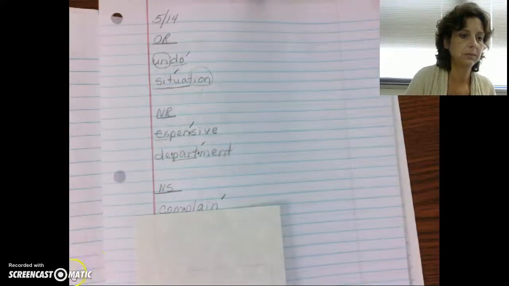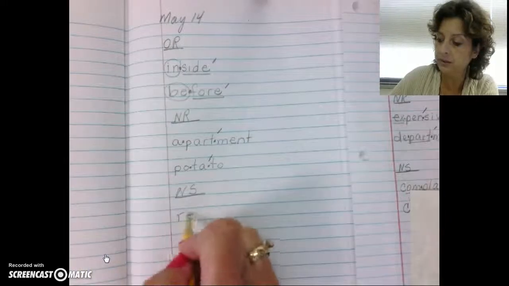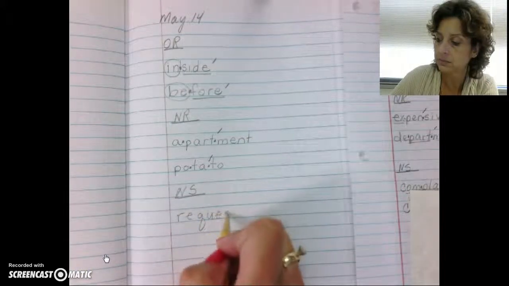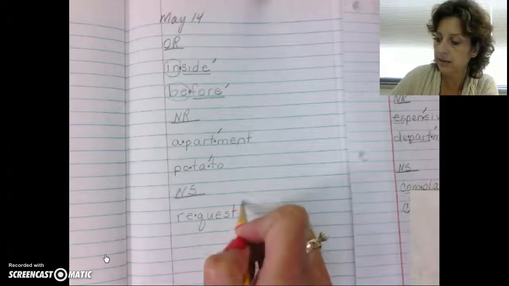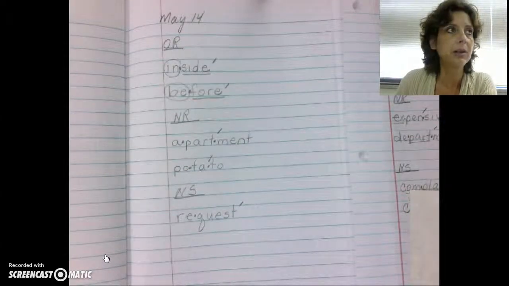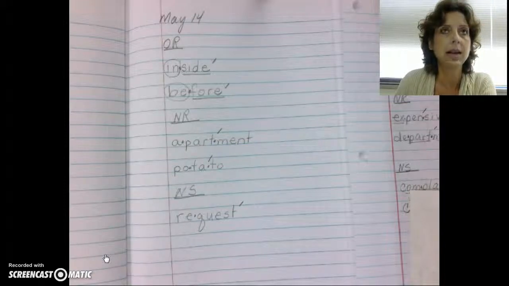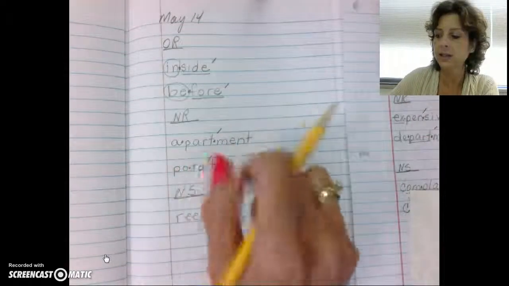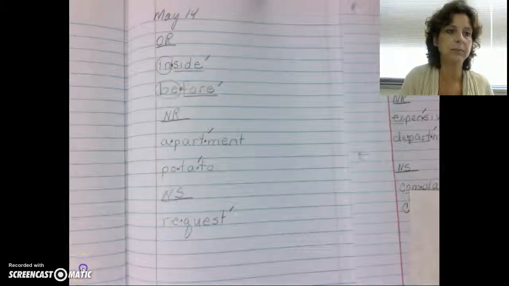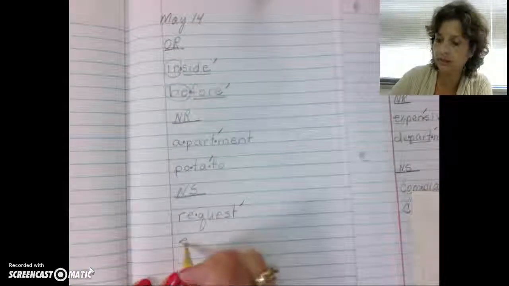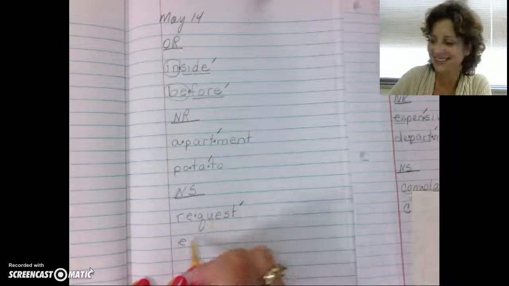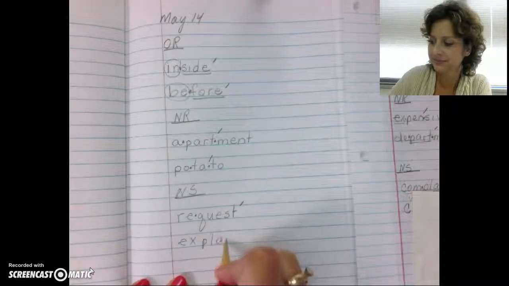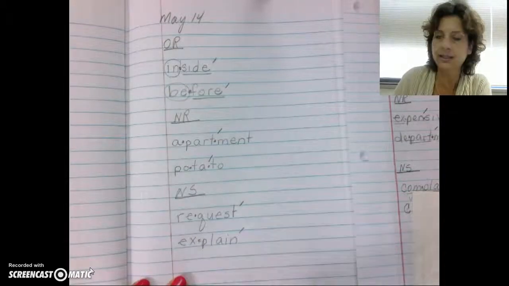Request. And this is what you should have written. Divide here, and the accent goes back here. The word is pronounced request, not request. The next word that you need to write is explain. Explain. And it should be written like this. Divide here, and that gets the accent, explain. And that's it.